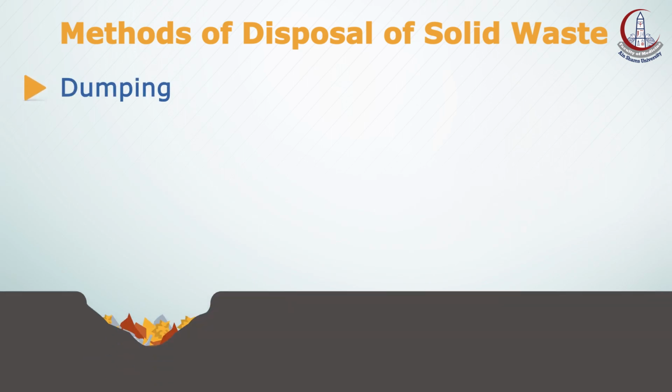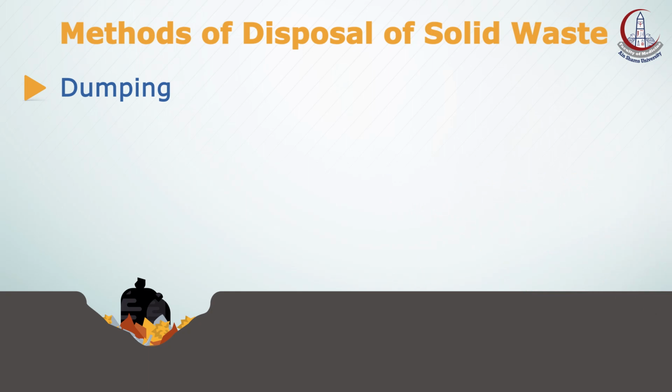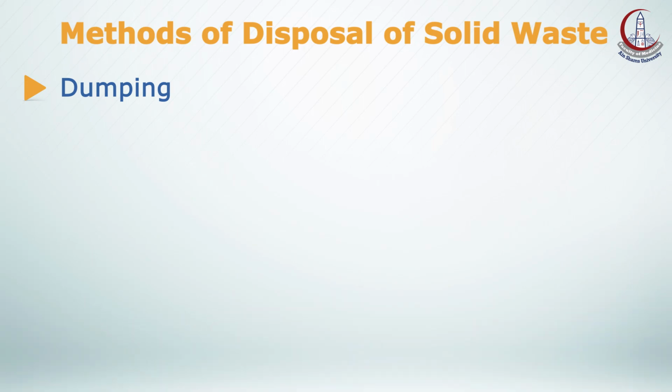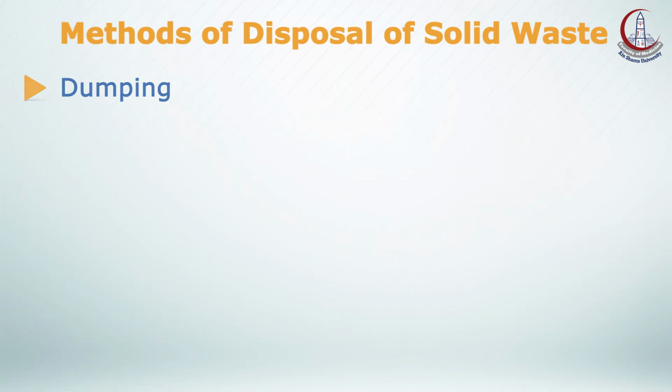In dumping, refuse is dumped in low-lying areas. This is an easy method of disposal of dry refuse. As a result of bacterial action, refuse decreases considerably in volume and is gradually converted into humus, which is the organic component of soil. But we should ask ourselves, is this a good method? Is it satisfactory? The answer is no.